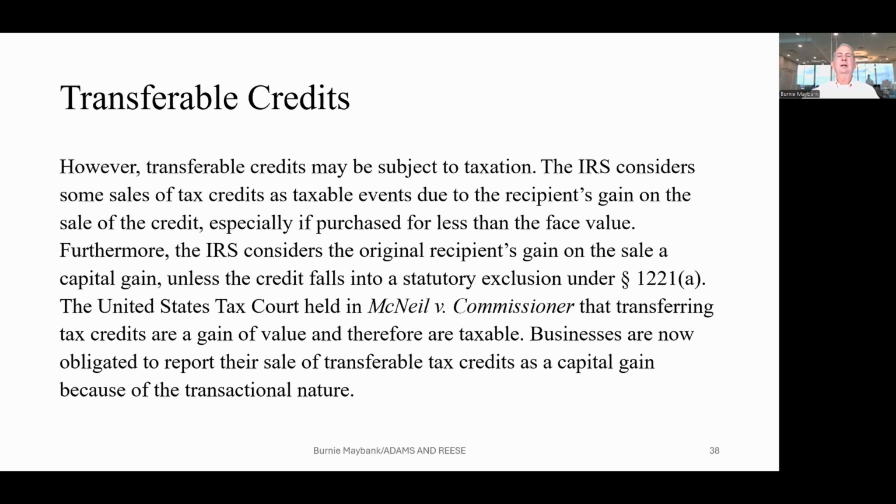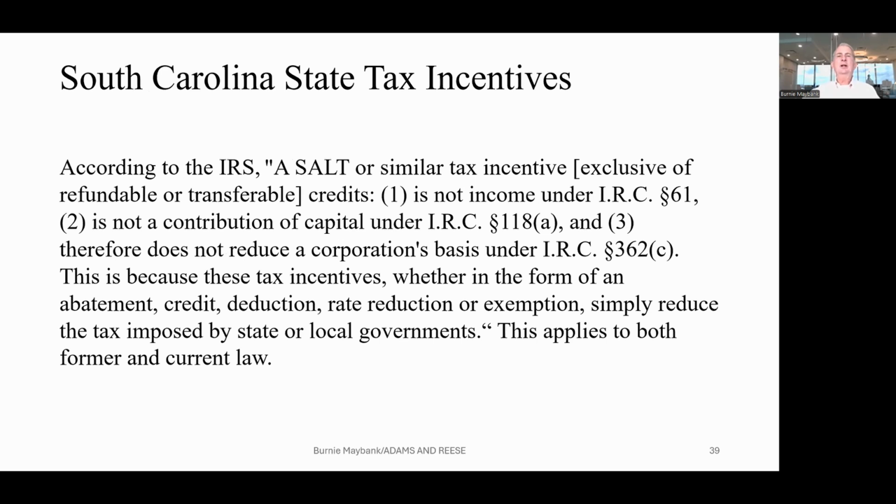The IRS held in a lot of cases the argument whether they were subject to ordinary income or capital gain, and the court held that the tax credits were taxable, transferable tax credits were taxable, but they were capital gain rather than ordinary income. So we have South Carolina, like all the southeastern states, has state tax incentives. And the IRS has been very pro-taxpayer in saying they are not taxable. A state tax credit, exclusive of refundable or transferable credits, is not income, it's not a contribution to capital, and it doesn't reduce a corporation's basis.